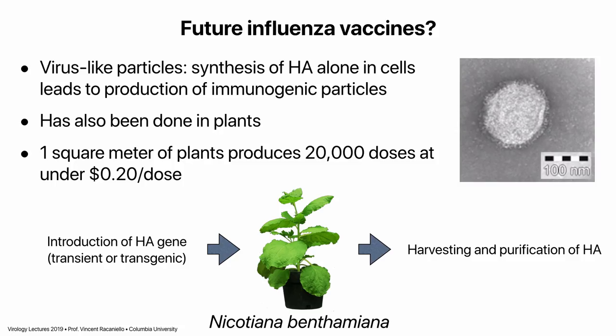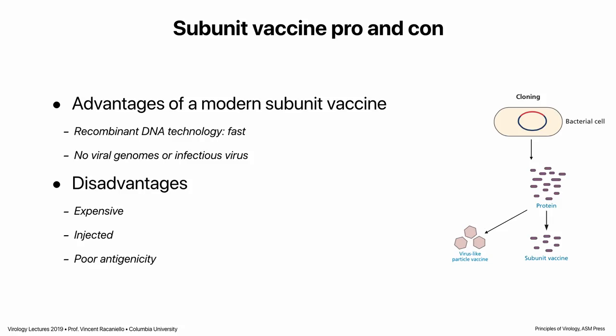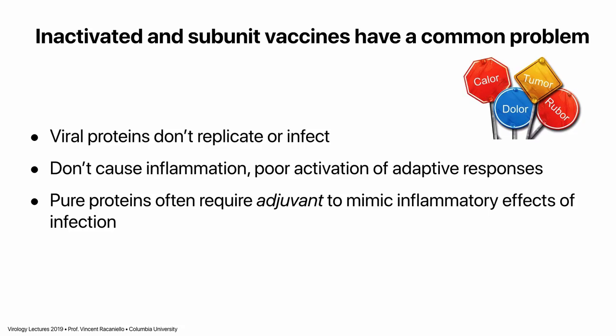Now, when you make a subunit vaccine, you have pros and cons. You use recombinant DNA technology, so you can make a new vaccine really quickly. There are no viral genomes, so there's no risk of having infectious virus around. So those are good, but they can be expensive. As I've mentioned, they have to be injected, and they have poor antigenicity because they don't replicate. So why is that important? Well, remember, these virus-like particles are just proteins. There's no nucleic acid, so they don't replicate. They don't kill cells. And if they don't kill cells, they don't cause inflammation. And you remember, good inflammation gives you a good adaptive response.